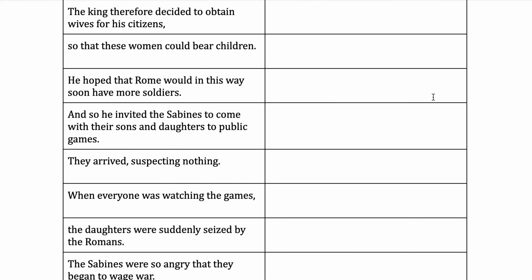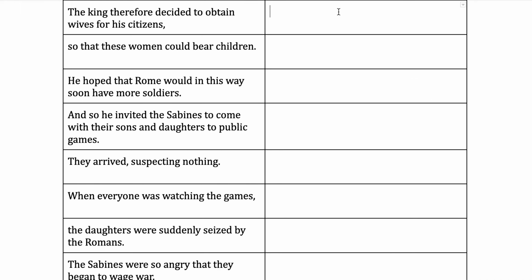Then in this next sentence, the king therefore. So the king in Latin is rex, and therefore is igitur, which, as in English, comes second in the sentence. So the king, therefore, decided to obtain wives for his citizens. So we can put the verbs at the end. So I think the next thing to translate would be the object, which is the wives.